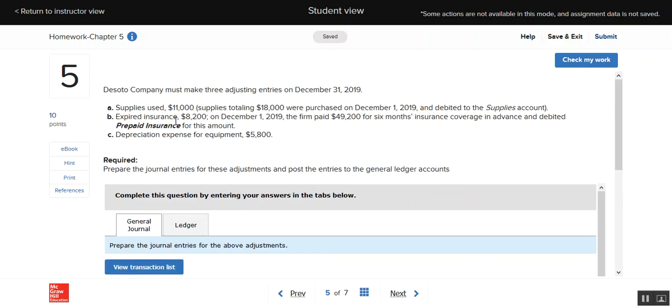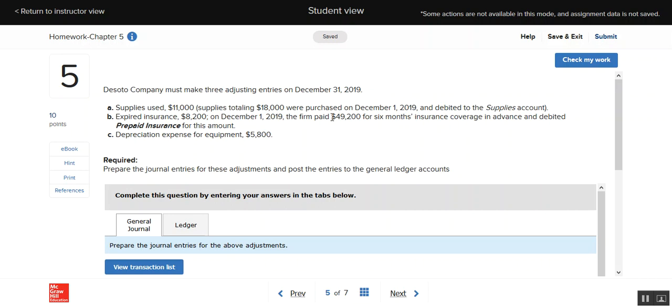So supplies used was $11,000, and it says supplies totaling $18,000 were purchased on December the 1st, 2019 and debited to the supplies account. So right now in the supplies account, it says that we have $18,000 worth of supplies, but we don't actually have that much because we used $11,000 worth. So we need to decrease the supplies account by the amount of supplies used.